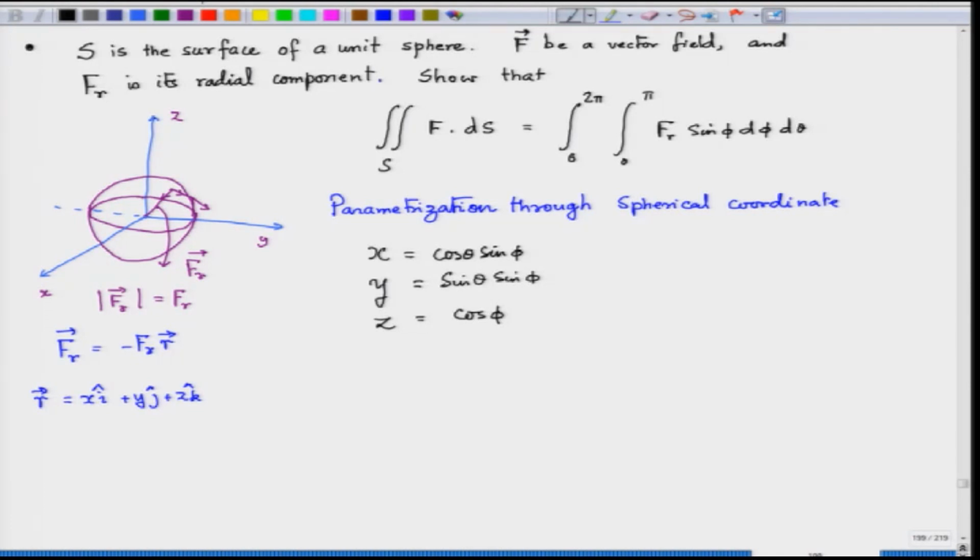So, what we have to do? Here I have my x(u,v), y(u,v), z(u,v). So, my Phi of theta, phi is cos theta sin phi i plus sin theta sin phi j plus cos phi k. Here I am going to write dS in terms of that. So, dS vector would be Phi theta cross Phi phi.